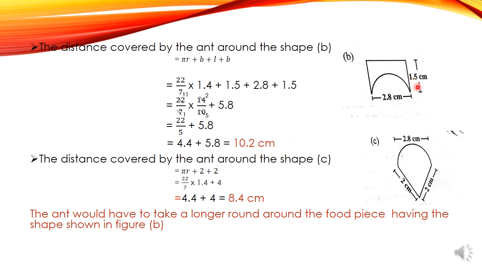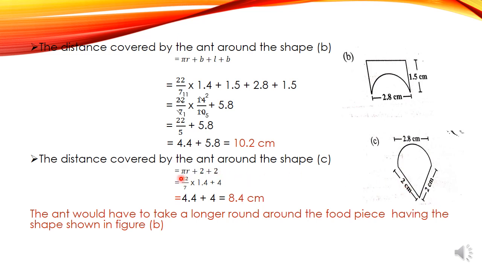Okay. Now the third figure we have to consider. The distance covered by the ant around the shape C. Children, see the shape, it has to move this distance, that is pi r. Half circle, the circumference of a half circle is pi r. Then this distance is 2 centimeter, and this side 2 centimeter is given. So all these distances we have to add. Then we will get the distance covered by the ant around the shape.